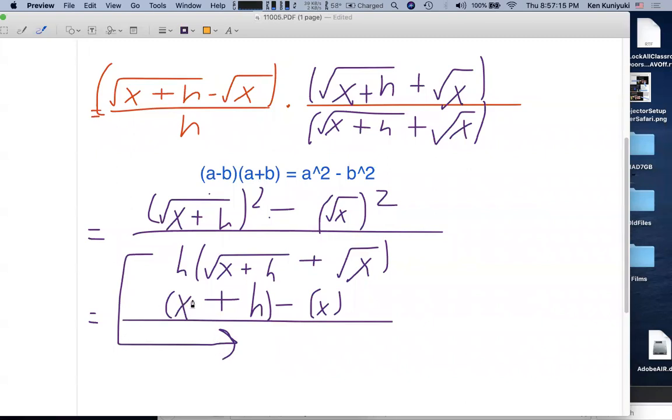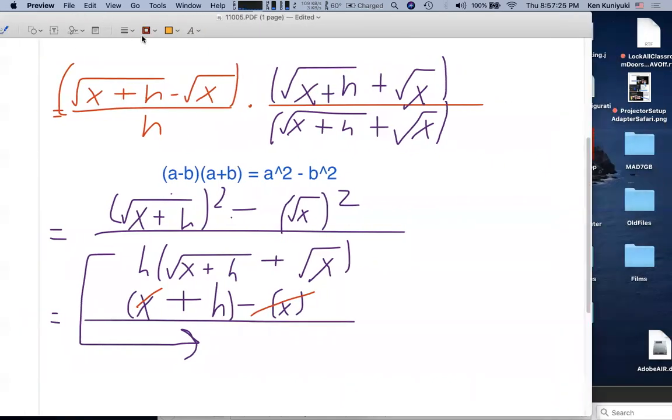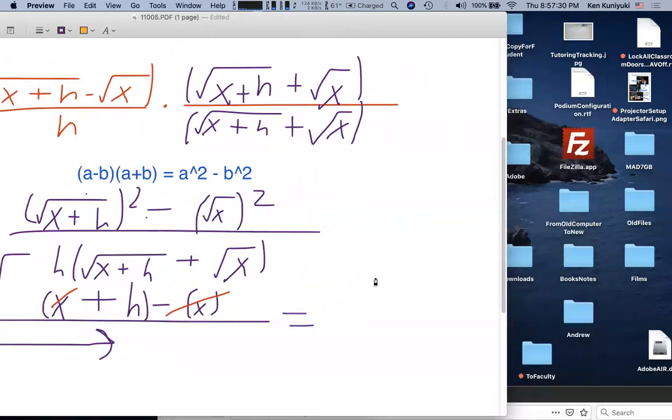All right. What's x plus h minus x? Goodbye. Goodbye. Now, you should write more than I am. I'm giving you the sketch here. So you get h over h times the quantity root x plus h plus root x. And then what can we do? What can we do?